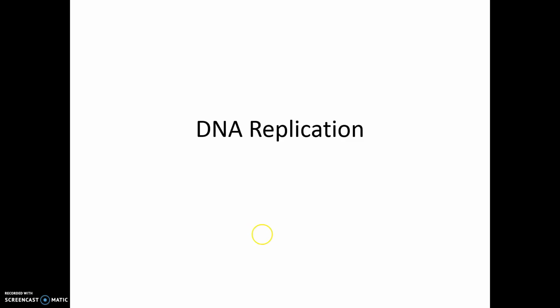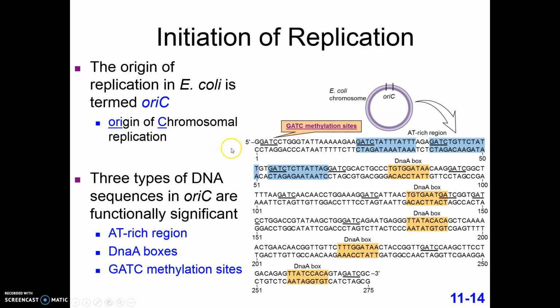All right, welcome back to part 2 of DNA replication. Where we had left off is we have the origin of replication in E. coli. This is E. coli specifically, although most bacteria have a similar paradigm. We have a site that we call the origin of replication. It's also termed ORIC, standing for origin of chromosomal replication.